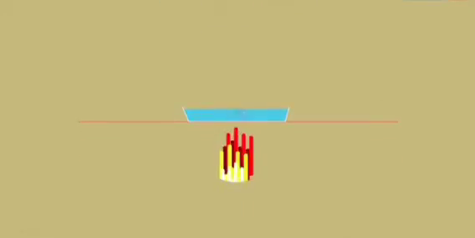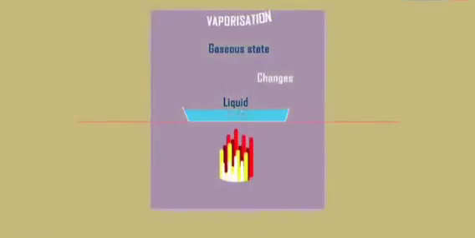Let's continue this process. What happens on further application of heat? You're right. This boiling water will start evaporating. Water, which is liquid, will change to the gaseous state. This is called vaporization.